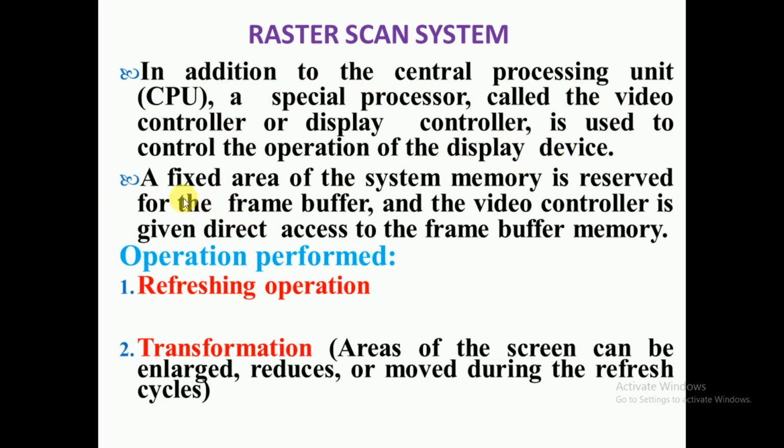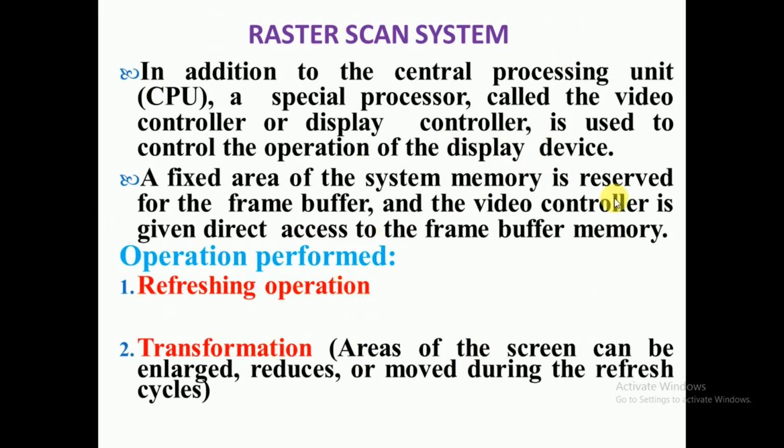A fixed area of system memory is reserved for the frame buffer. As I told you in the last class, there is exclusive memory we reserve for storing the output of your graphics application. The graphics application output is stored in the frame buffer. From the frame buffer we take the content and display it on our device, that is our monitor.